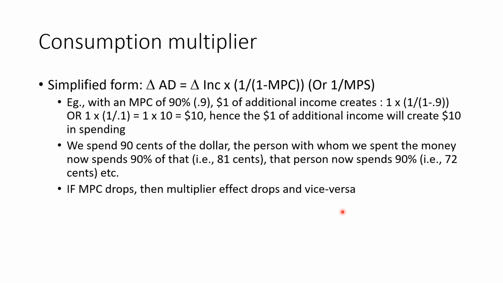So if the MPC drops, then the multiplier effect drops. And what drops the MPC, as I just mentioned, which we don't get into at any great length, are certain modifying factors like the purchase of imports, like government taxing it, etc.